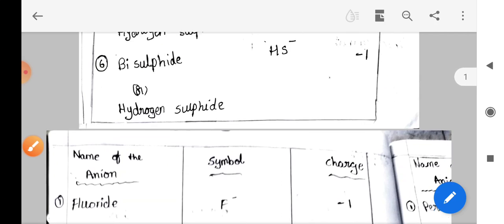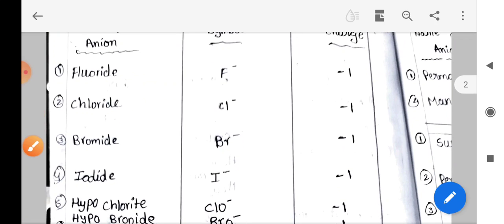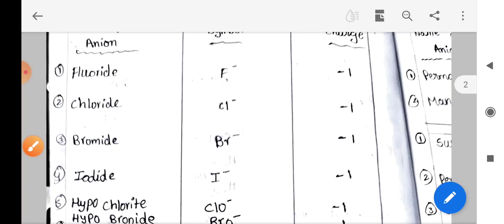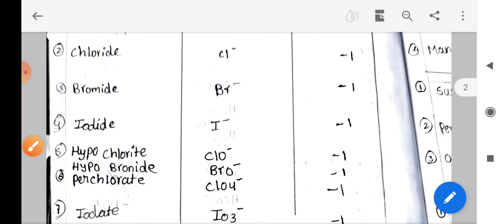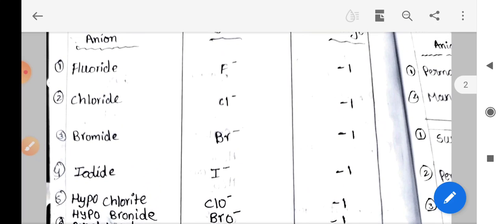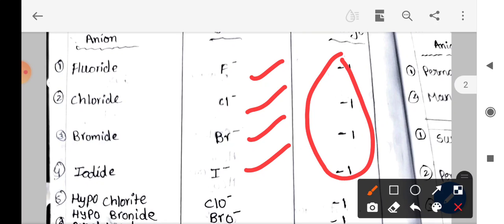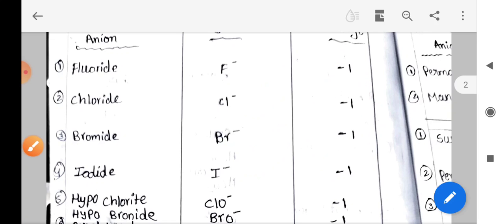And again we take another set. Fluoride ion formula F minus. Chloride Cl minus. Bromide Br minus. Iodide I minus. Chloride, bromide, iodide, these are all monovalent negative ions. Okay, this is another set.